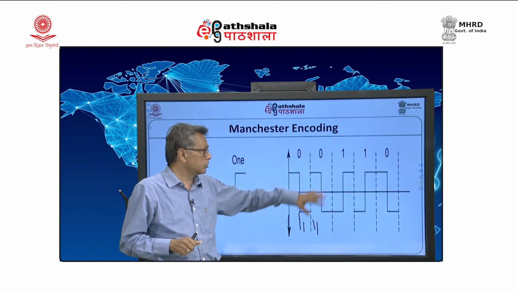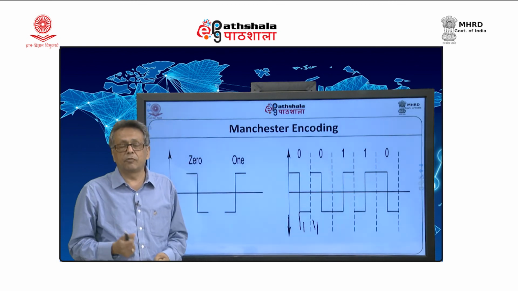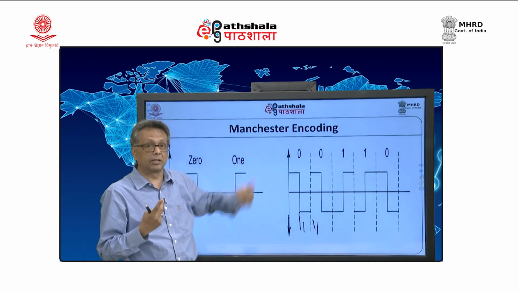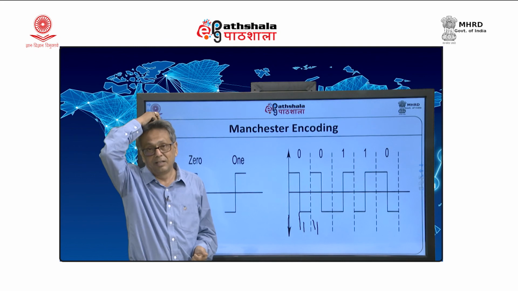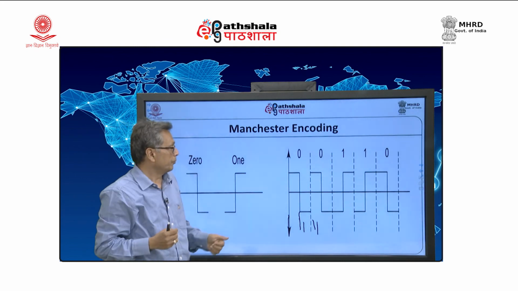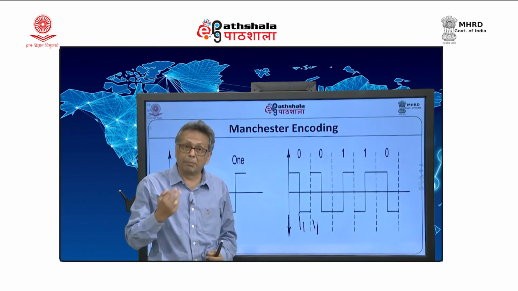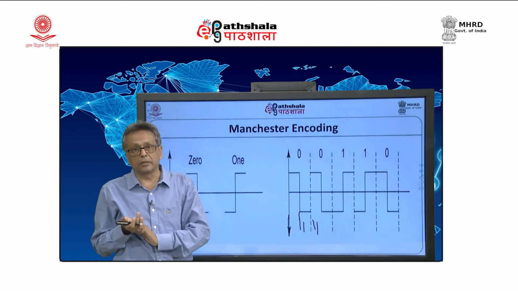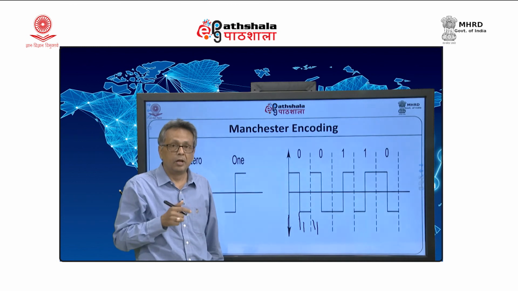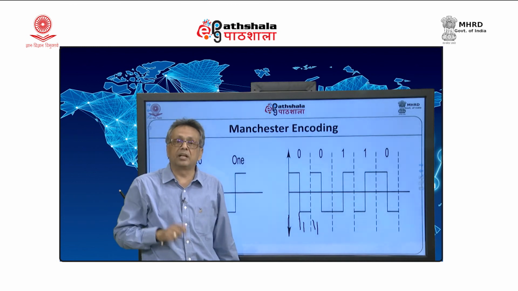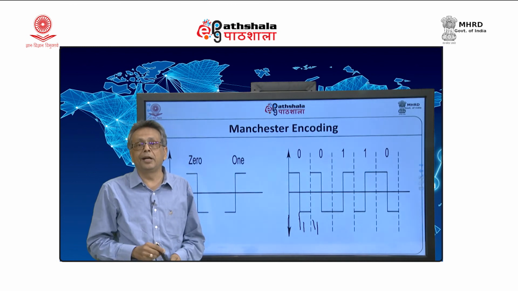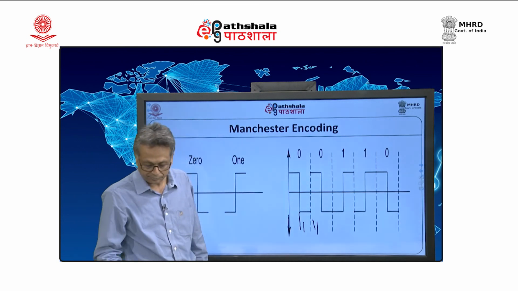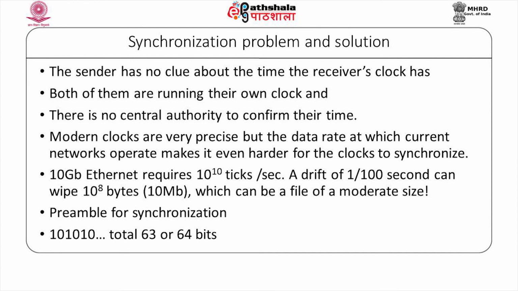But the downside of this is that for every bit that I am sending, I am sending 2 symbols. Remember the baud rate and bit rate discussion that we had earlier. So the baud rate is what? Double the bit rate. Manchester encoding was used for Ethernet, the first version, the 10 MB version. So for the 10 MB of data that I am sending, I am actually sending 20 MB of signals if I use Manchester encoding. So that is the downside.